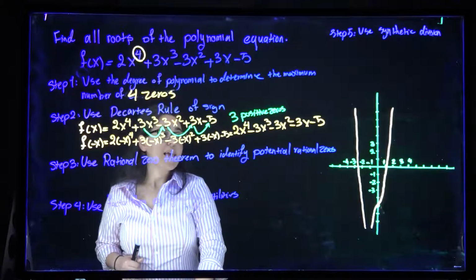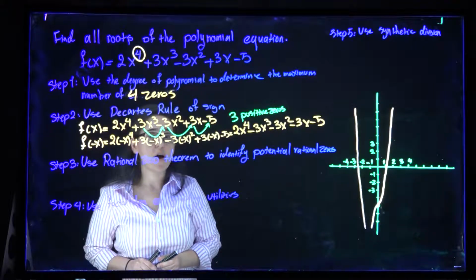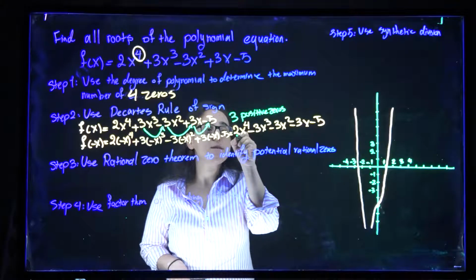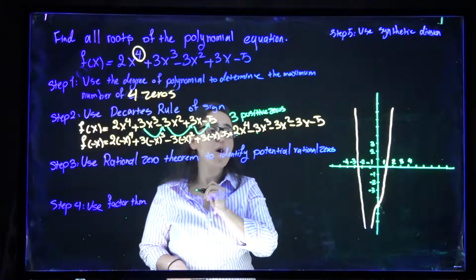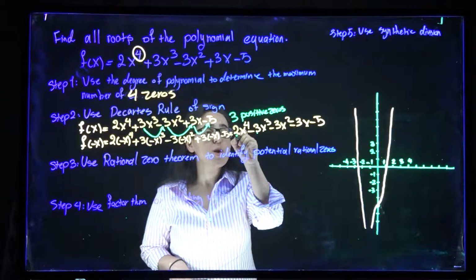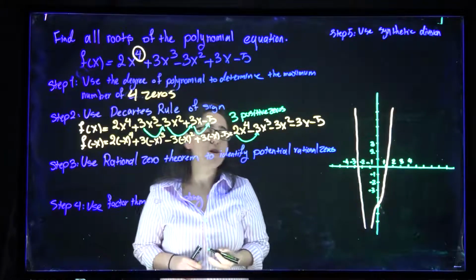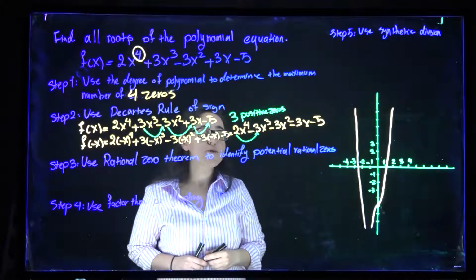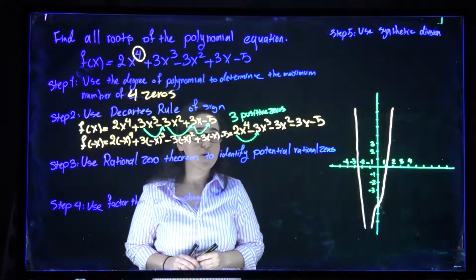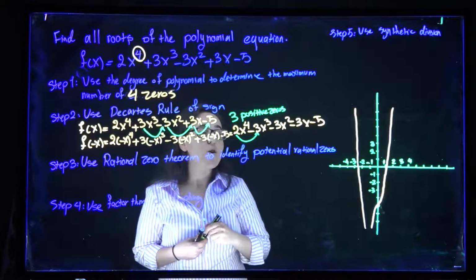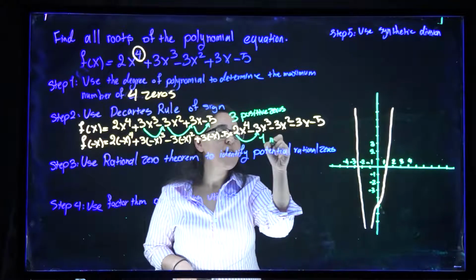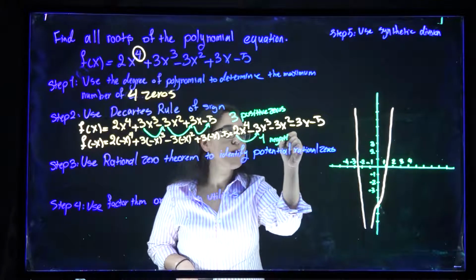Now, I'm going to look at the changes of sign of the coefficients. The first coefficient is positive 2. And then the next coefficient is negative 3. So here I have positive, but here I have negative. The rest of the coefficients are negative, so I don't have any more changes in sign. I just have one change in the sign of the coefficients, so I have one negative zero.